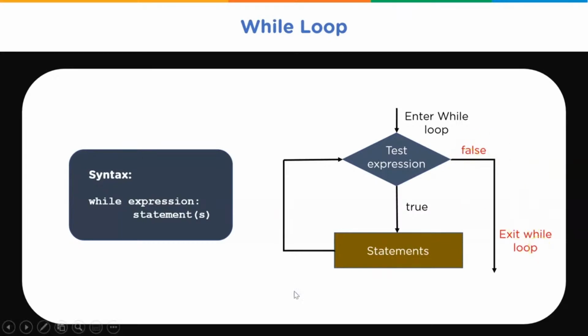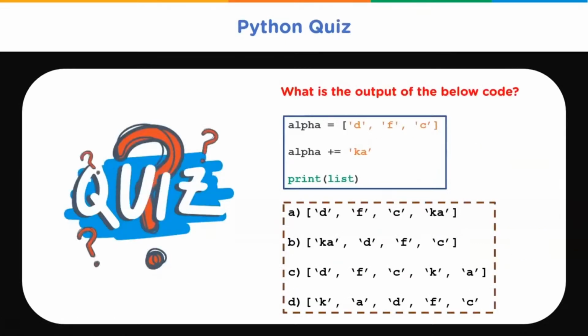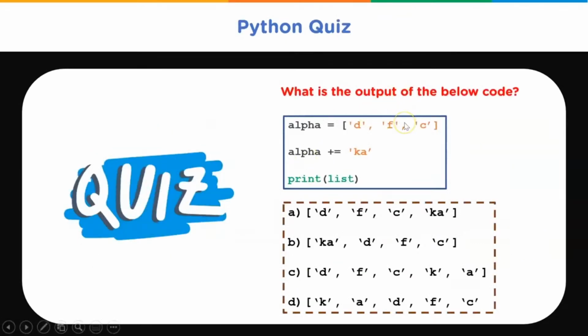Now before I move on, I have a question for you. So here is a Python quiz question. I want you to tell me the output of the below code. So this is regarding a list. I have declared a list called alpha that has D, F and C as its elements. Then I'm saying alpha plus equal to 'KA', which is again a string since it is within the single quotes. Then I'm printing the list. Now you need to tell me what is the right answer.